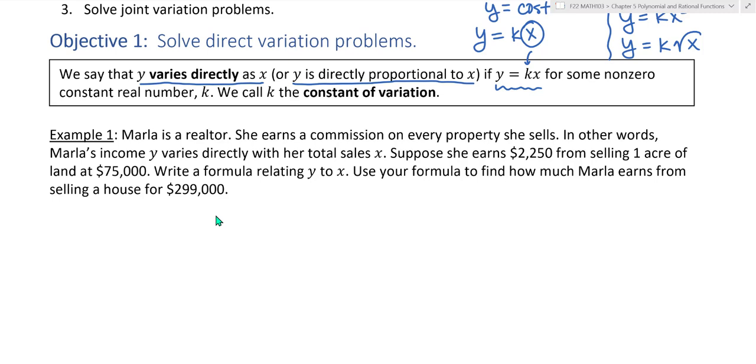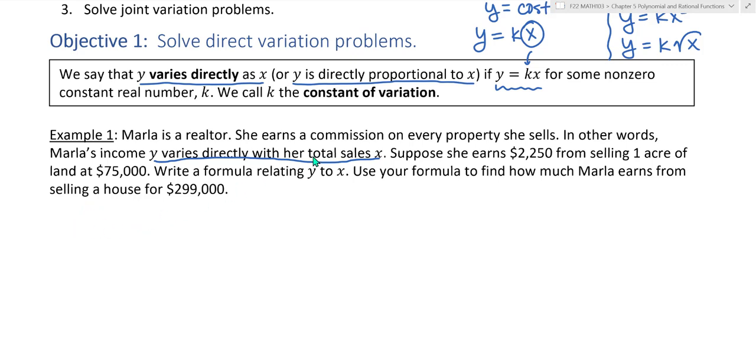All right, Marla is a realtor. She earns a commission on every property she sells. In other words, Marla's income y varies directly with her total sales x. Suppose she earns $2,250 from selling 1 acre of land at $75,000. Write a formula relating y to x. Use your formula to find how much Marla earns from selling a house for $299,000.